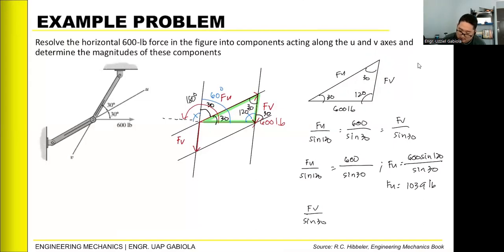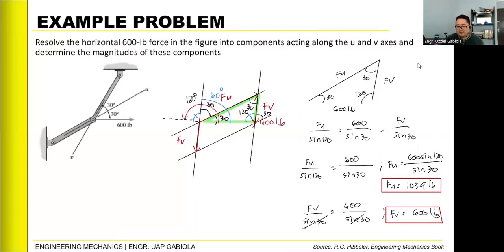Okay? Then next is FB over sine 30. So galing to dito, no? Kinopya ko lang. Is equals to 600 over sine 30. Mangyayari, magka-cancel out yung sine 30. So si FB is equals to 600 pounds din. So yung resultant natin will be this two na, no? So ito yung FU natin. Then ito yung FB natin.